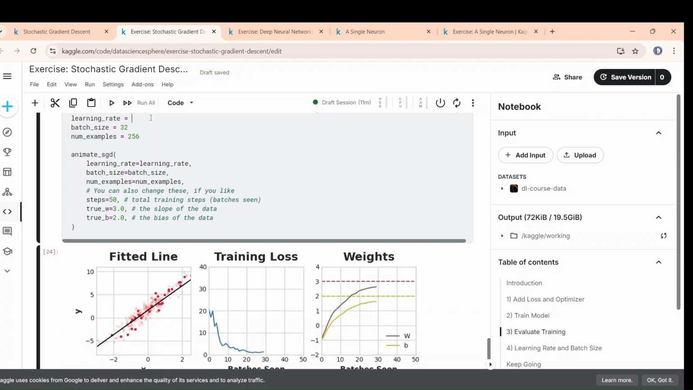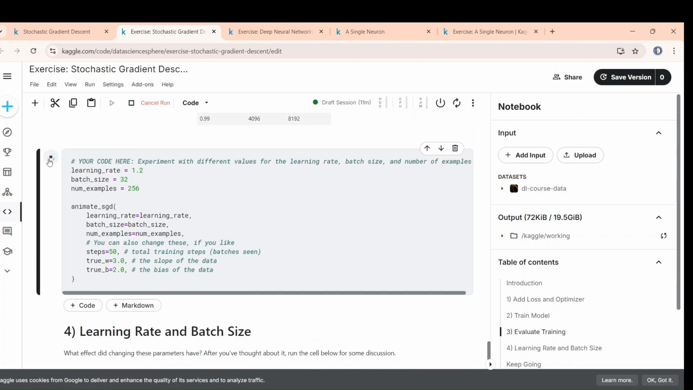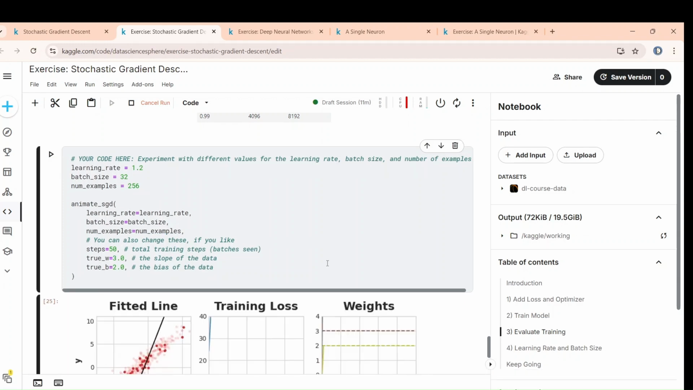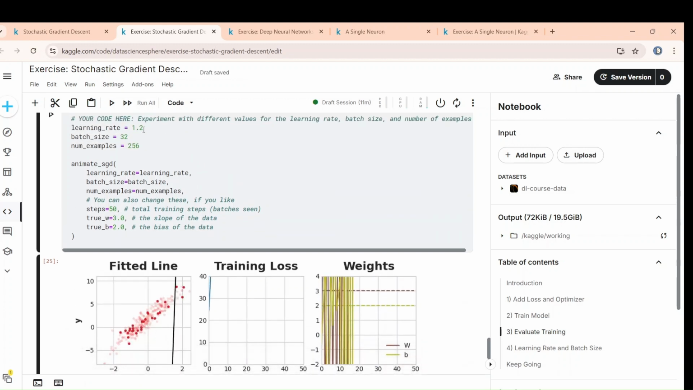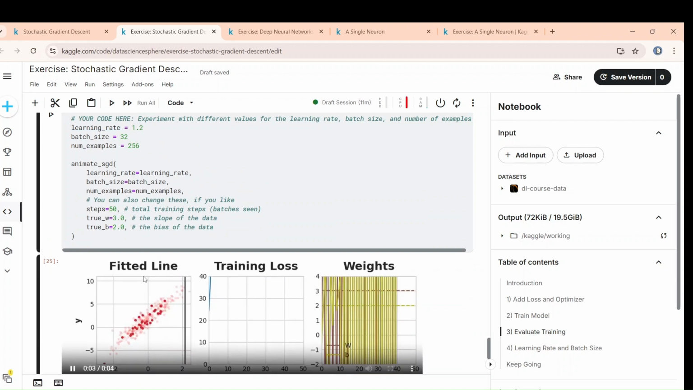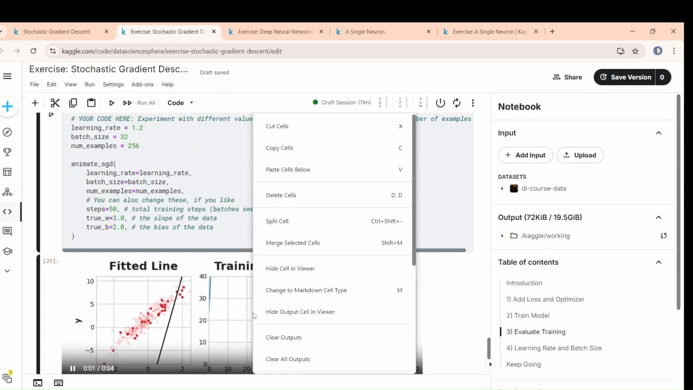If I give 1.2, now if I run it, see what happens. See here, I have changed the learning rate, so it will never converge because it is taking big jumps. Every time it is taking big jumps, and with that it is multiplied by 1.2. So it is becoming so big that it is never getting stabilized. Weights are also like that. Training loss is not captured even.